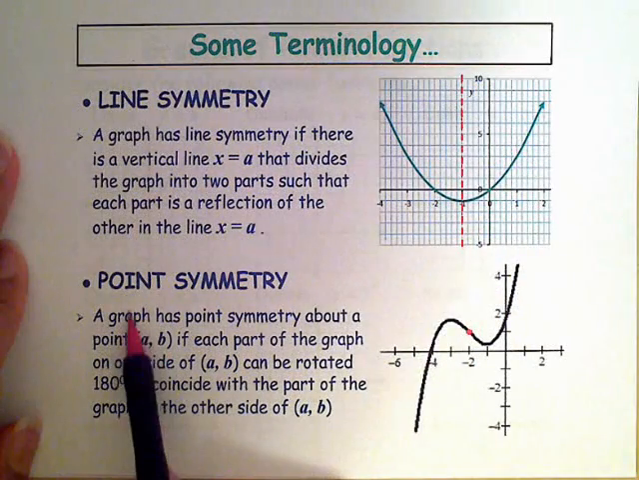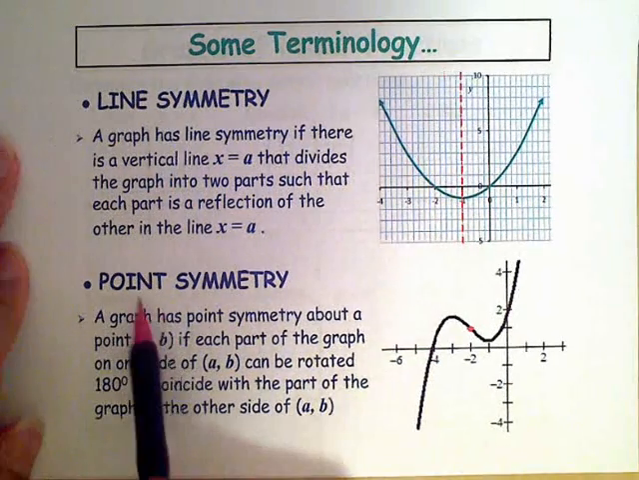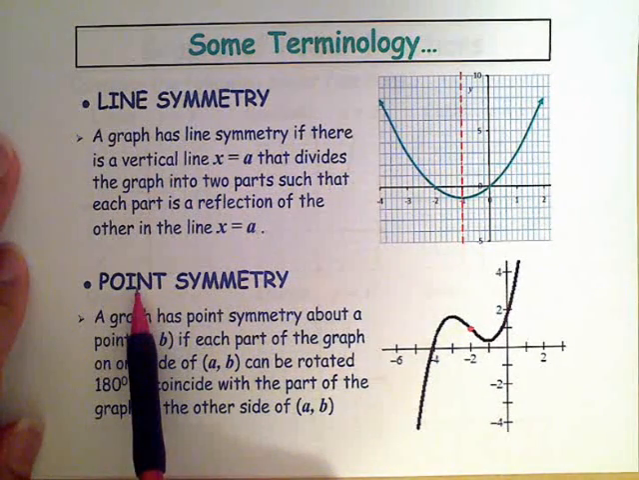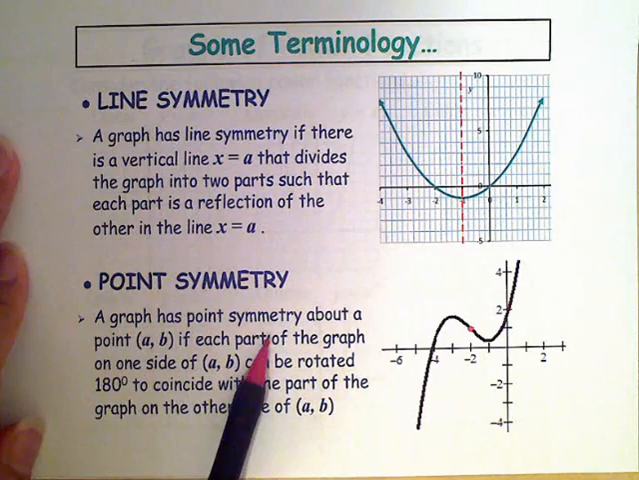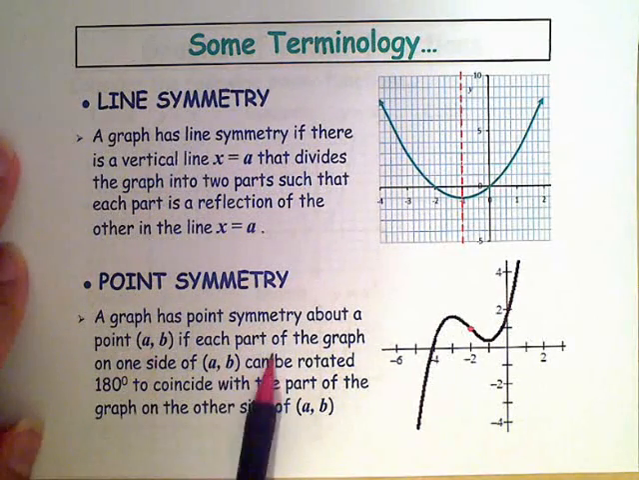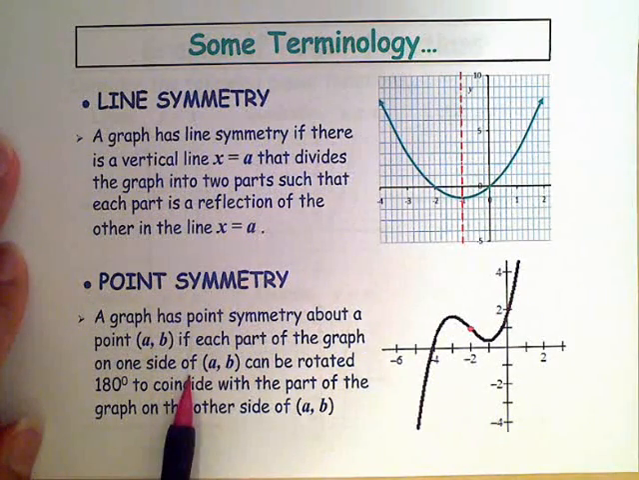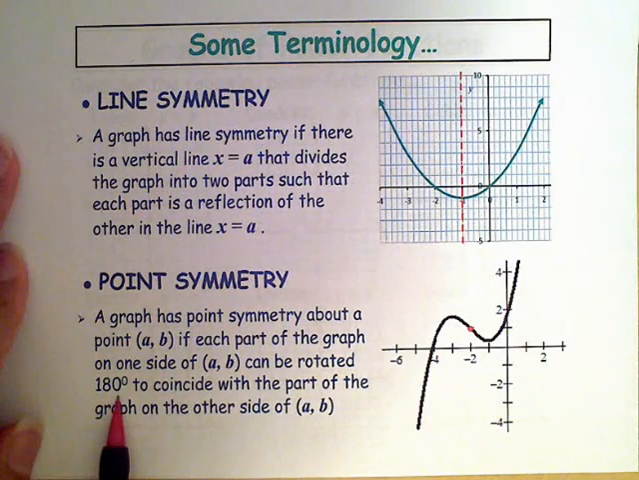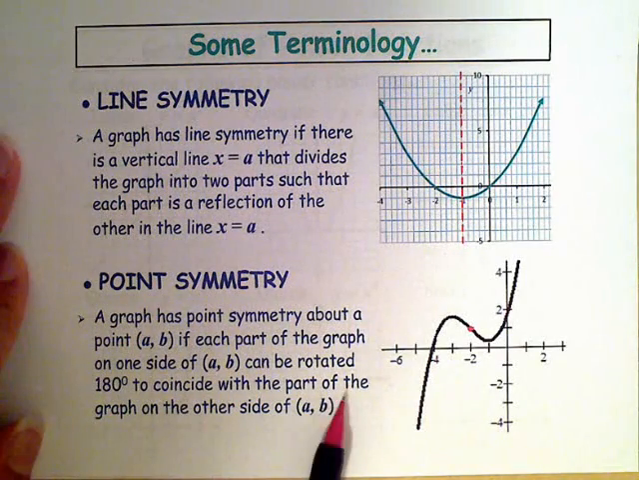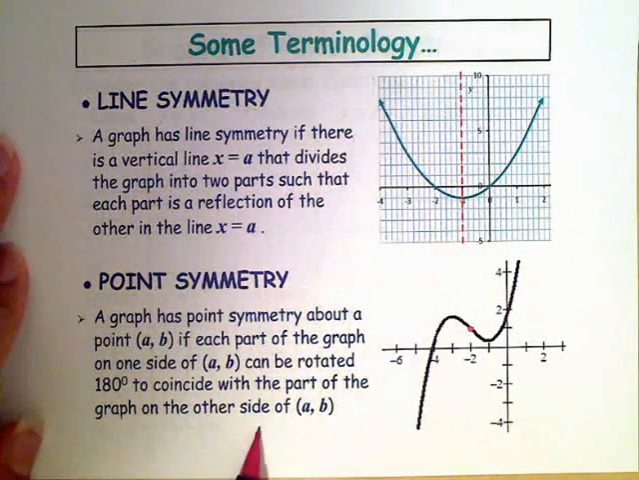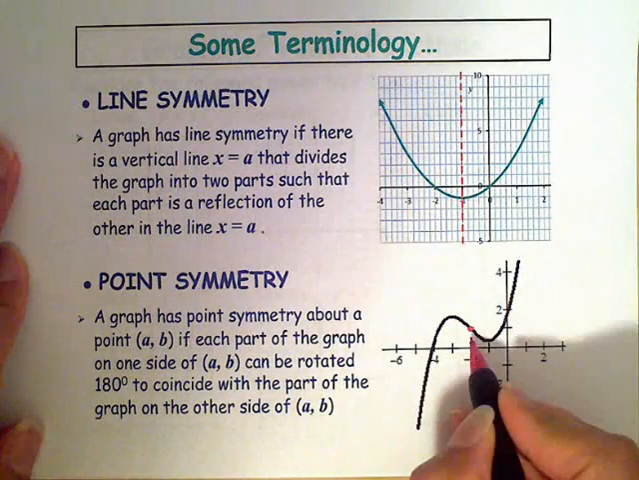Point symmetry is a little bit different. So you're looking at symmetry about a point. A graph has point symmetry about a point (a, b) if each part of the graph on one side of the point can be rotated 180 degrees to coincide with the part of the graph on the other side of the point. So let's say this is the point here, you see a red point here.